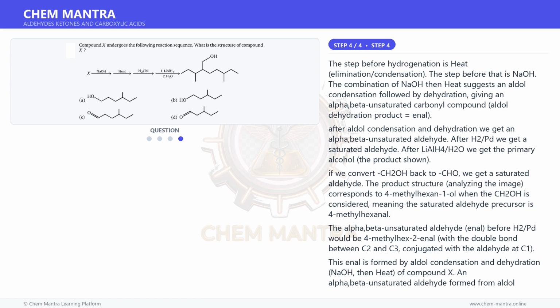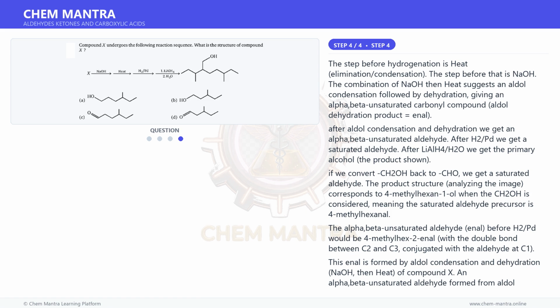An alpha, beta unsaturated aldehyde formed from aldol dehydration of a single aldehyde with itself, self-aldol, or crossed aldol. For 4-methylhexanal to form via reduction of the enal, and the enal to form from NaOH plus heat of X, compound X must be the simple aldehyde, option D, which undergoes self-aldol condensation, NaOH, to give a beta-hydroxyaldehyde, then dehydration, heat, to give the alpha, beta unsaturated aldehyde, a 2-methylbut-2-enal or similar enal. Then hydrogenation and reduction gives the observed product.